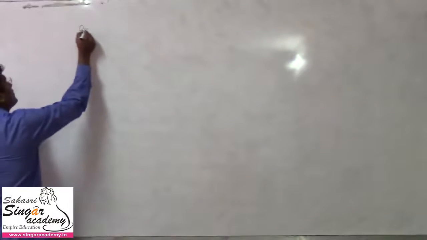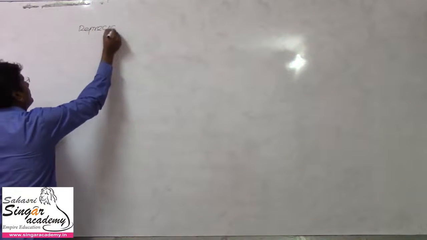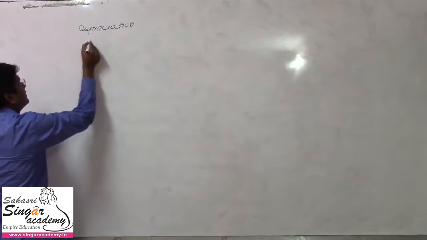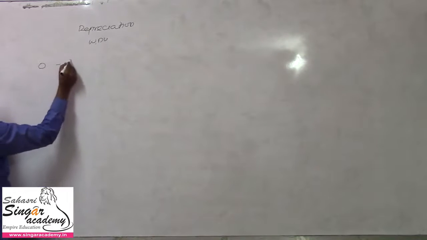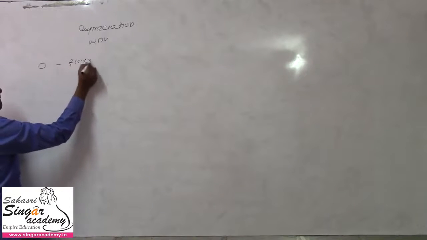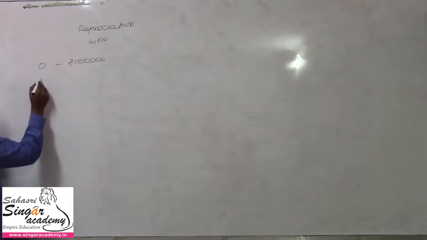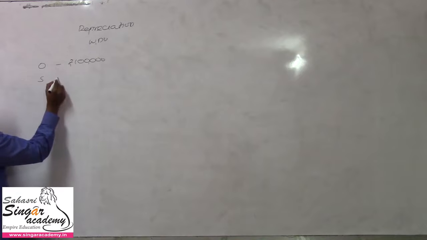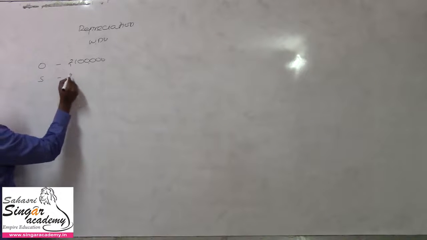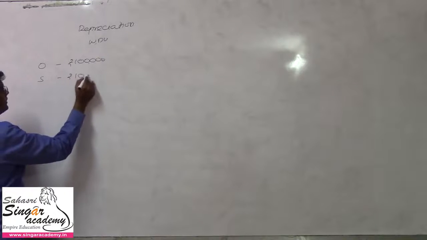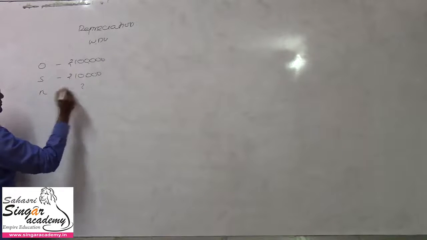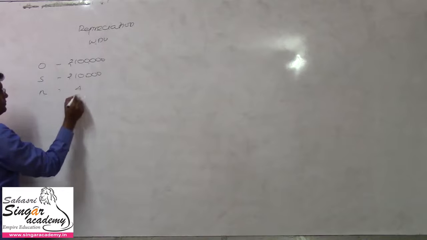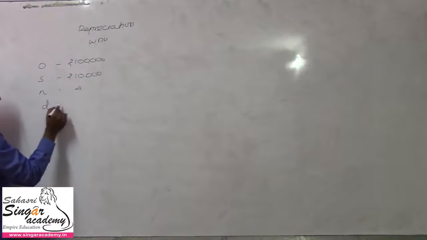Depreciation and the written down value method. Written down value method. Original value of an asset, say 1 lakh. Then scrap value, say around 10,000. Number of years, 4. What is the rate of depreciation?